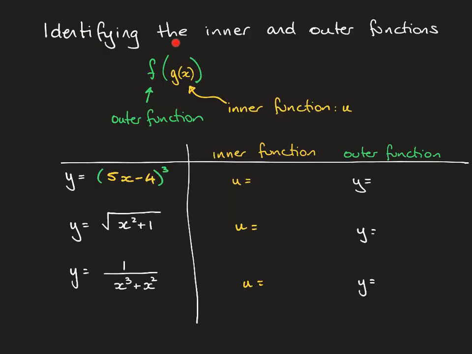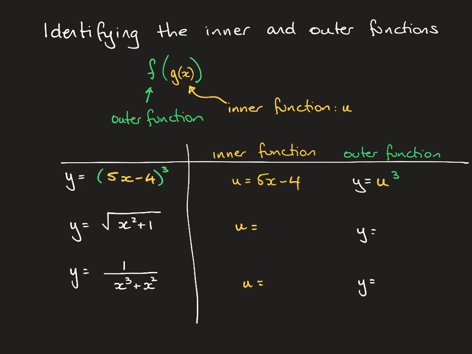So as I said, you need to be able to identify the inner and the outer function. So the outer function is, in this case, f of x, and our inner function is g. Now, when using the chain rule, we label the inner function as u. So you can see here I've got y is equal to, and that inner function here, 5x minus 4, I'm going to write that as u is equal to 5x minus 4. And then our outer function, which is that green function, becomes a function with regards to u. So it actually becomes u cubed.